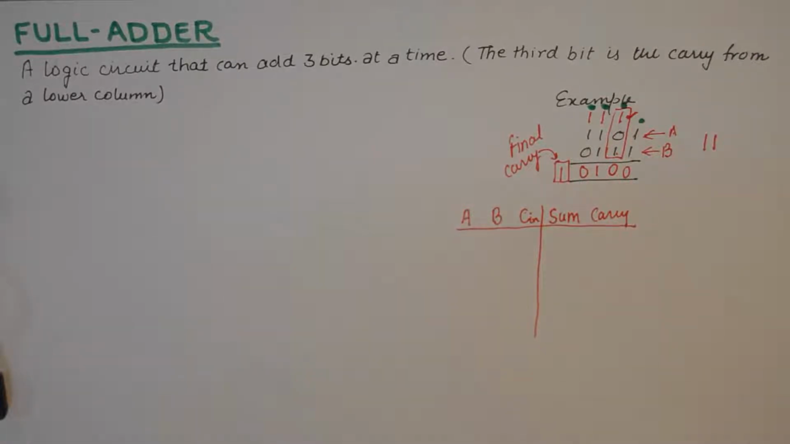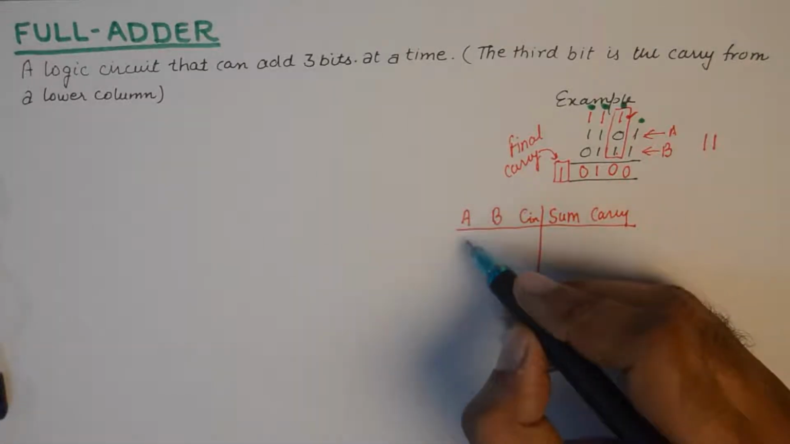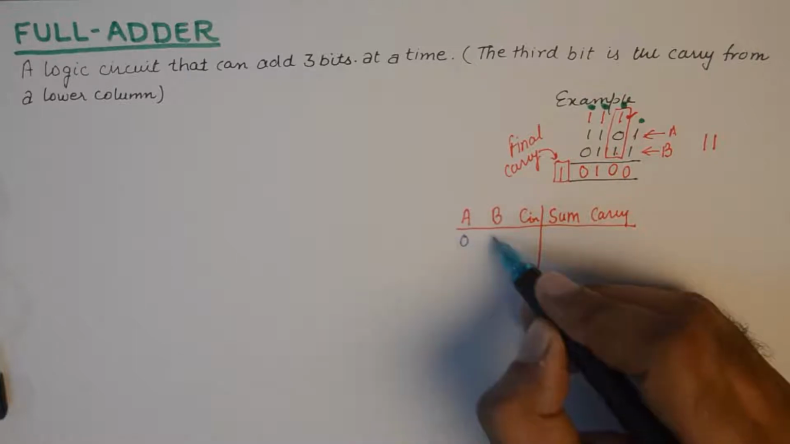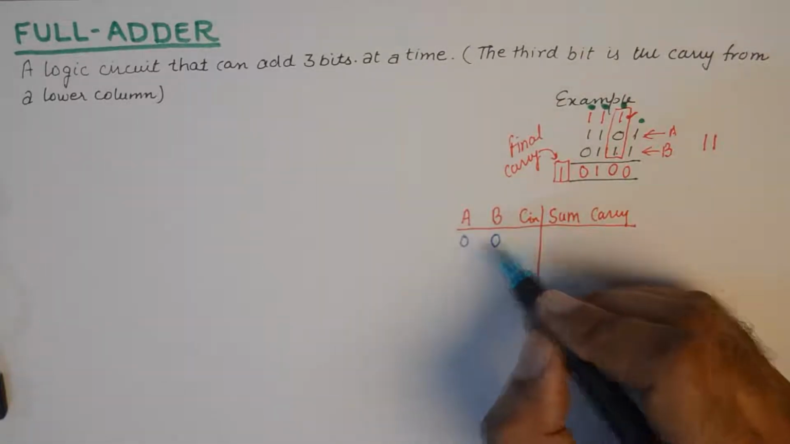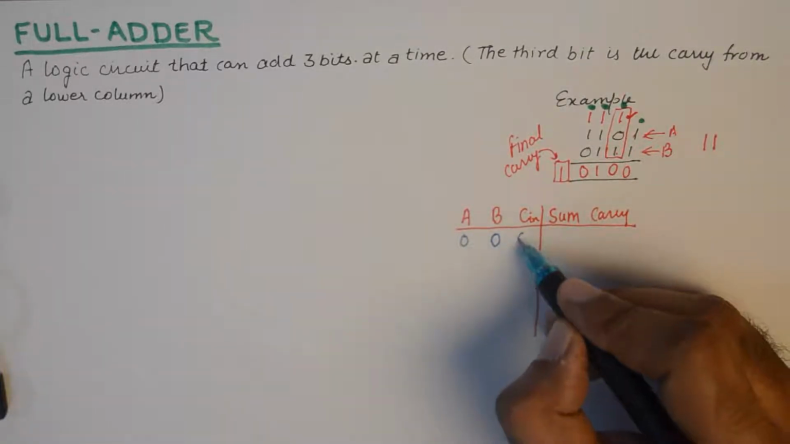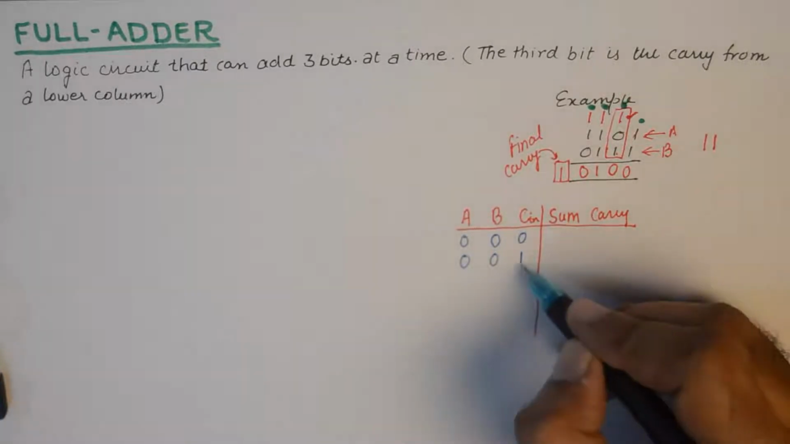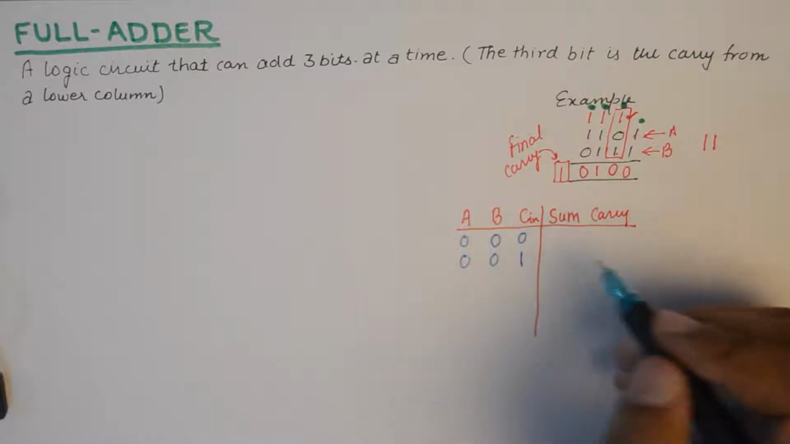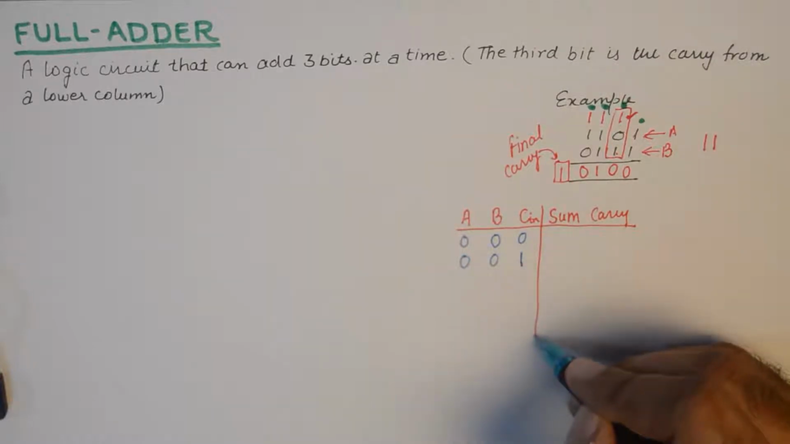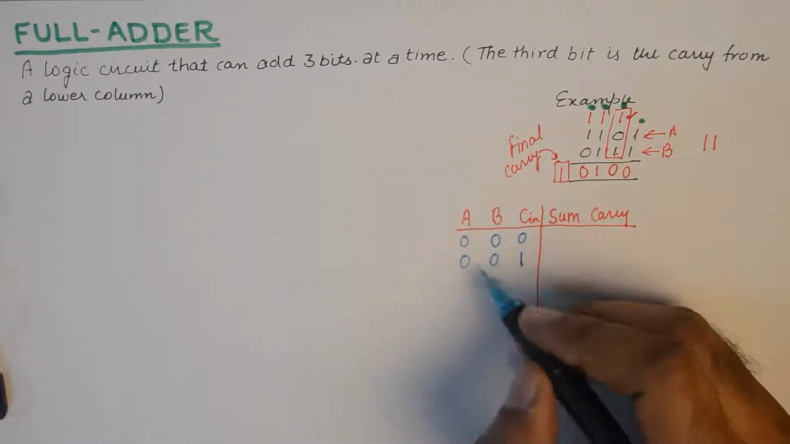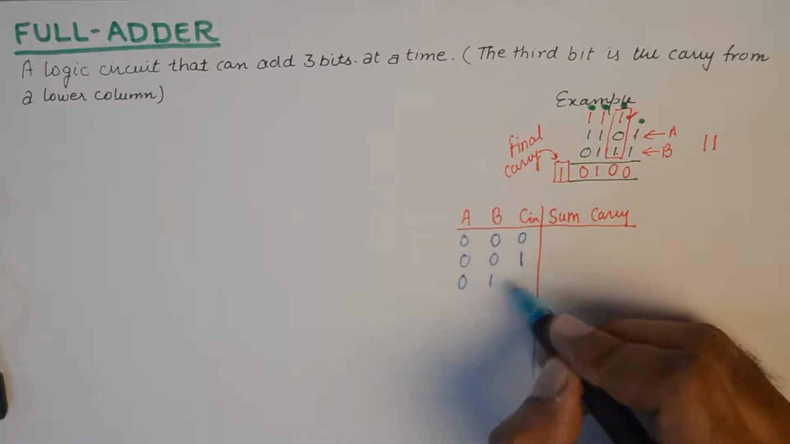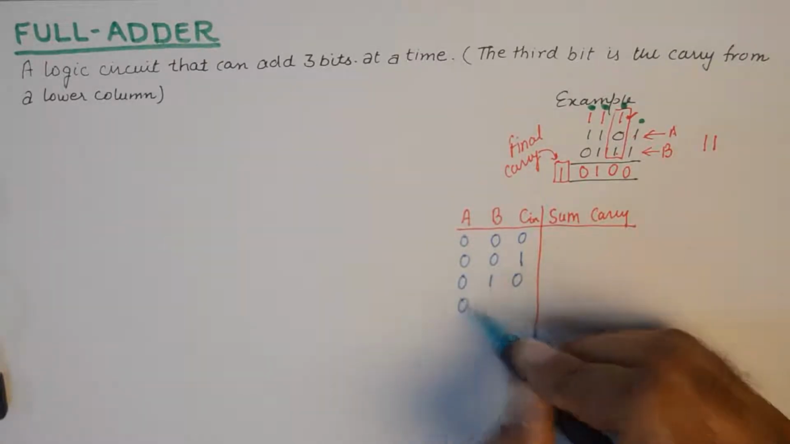Now if you populate this thing, we write down all the cases. For example, we have 2 bits as 0, 0 and they do not have a carry either. Then we have 2 bits to be 0, 0 and a carry from the previous column to be 1. We will have 8 different cases. So I'll write down all the cases.